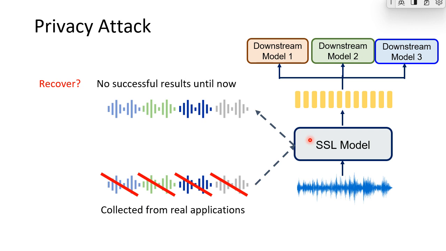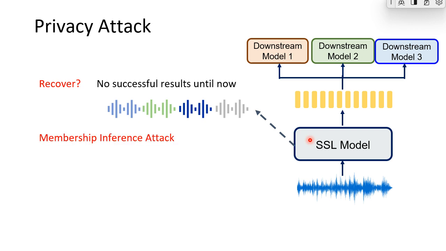Fortunately, until now, I haven't seen any research successfully recover the training data from the parameters of a self-supervised model. So we can feel a little bit relaxed. It looks like privacy attack is not that easy on self-supervised models. However, another type of attack worked pretty well. We found that membership inference attack can successfully attack the self-supervised model.